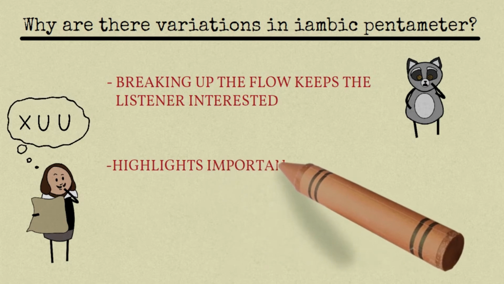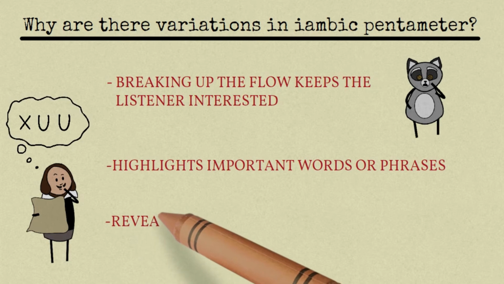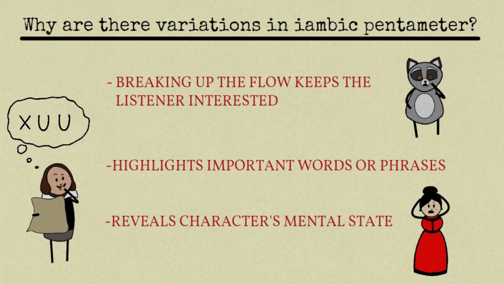Shakespeare uses these variations to call attention to certain words or phrases that are important, and also to reveal that the character speaking them may be undergoing some kind of emotional turmoil or excitement that disrupts their normal speech pattern.